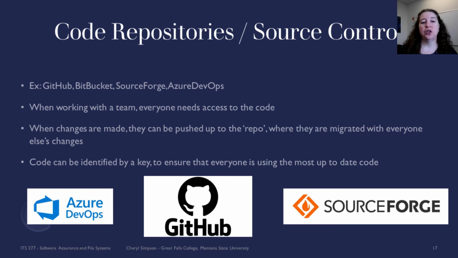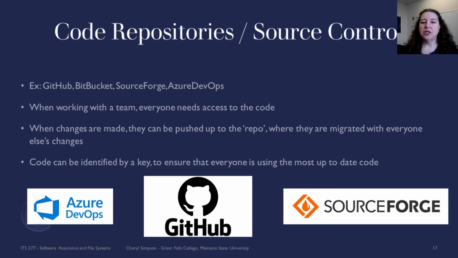Our next is our code repositories and source control. So most of you have heard of GitHub. GitHub is a code repository. It's a place where you can put your code. In the real world, you have large development teams all working on the same product, and all of that code needs to be available in the same place for all of those people to access. And we put those into a source code repository, such as GitHub or Azure DevOps or SourceForge. These are places where everybody can access the code.